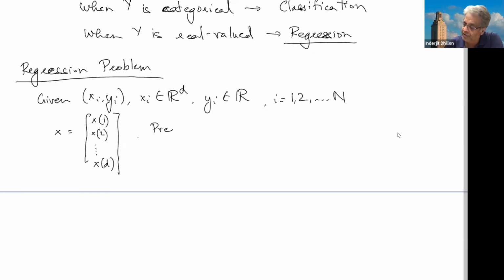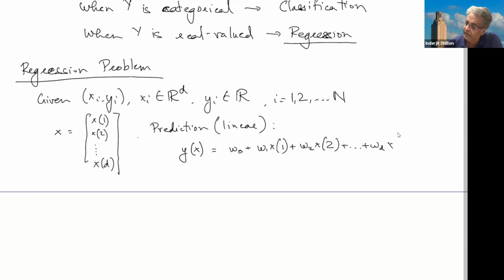So if I want to do prediction, the simplest way of doing prediction is to linearly combine these different features, these d features. So given an X, I'll make a prediction Y. And I will say that my linear combinations, let me denote them by W's. So I have W0 plus W1 X1 plus W2 X2 plus ... plus Wd Xd.